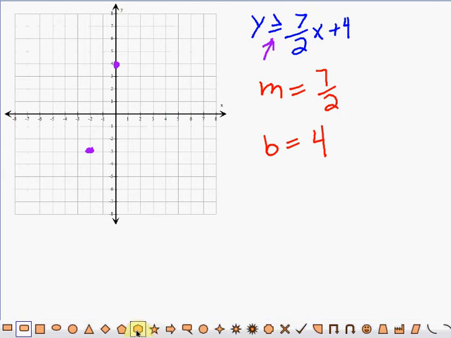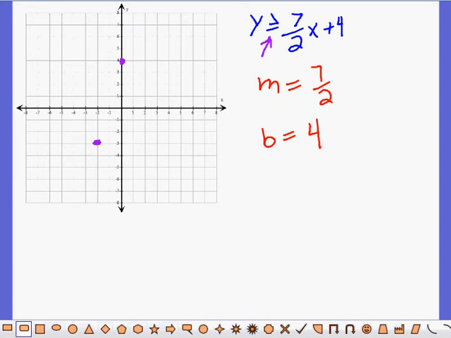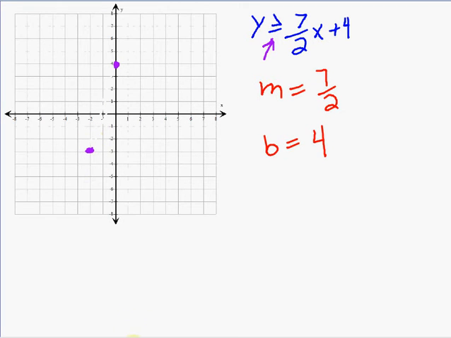So let's make this official. Let's go ahead and draw a line. I'll do it this way, through these 2 points. Just like that.